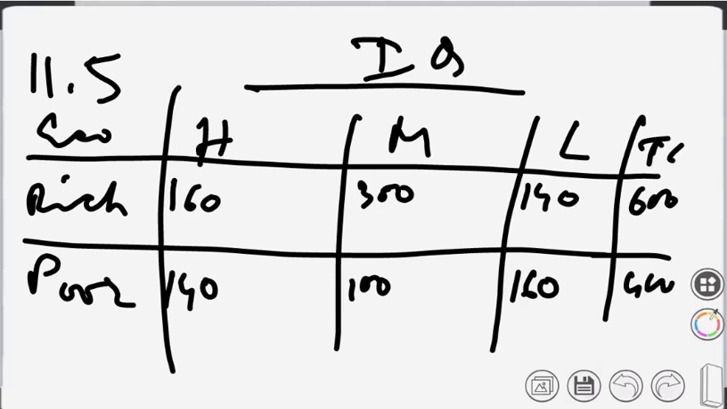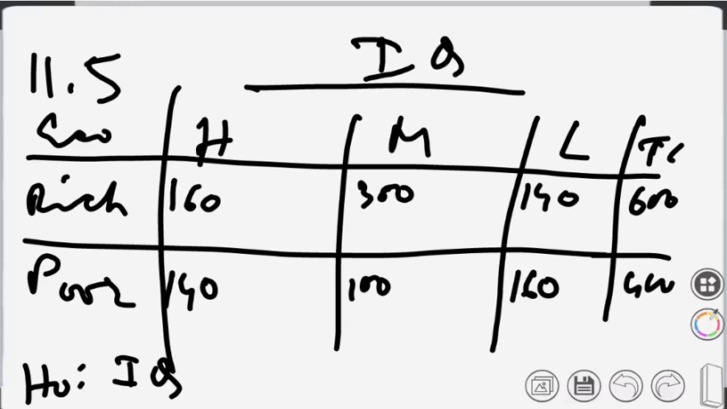So what will be the null hypothesis? The null hypothesis will be that IQ is independent of economic condition. So H naught: IQ level is independent of economic condition. That is the null hypothesis. Independent.